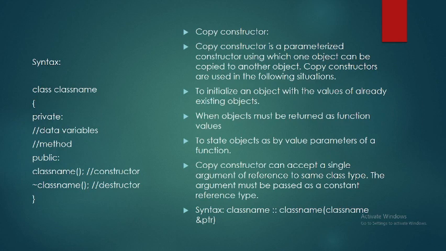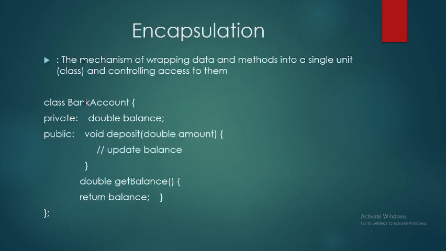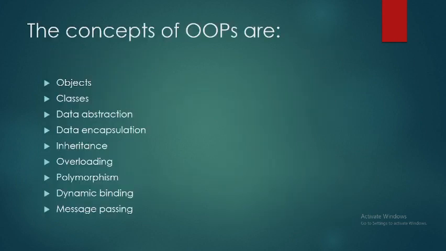Polymorphism, the ability of a function to have the same name and multiple forms. The appropriate function is called automatically by the computer depending on the number and type of arguments. Message passing, the processing of data in OOPS is carried out by sending messages to objects. We've looked into each of these concepts with their meanings, definitions, and basic syntaxes.